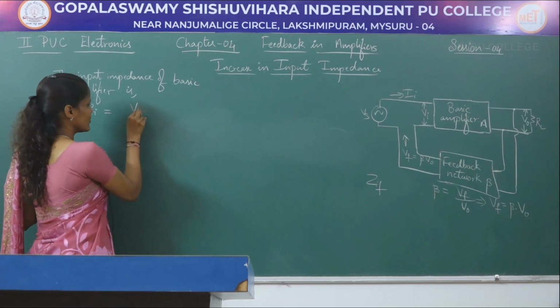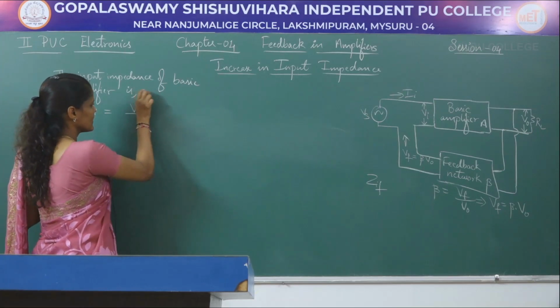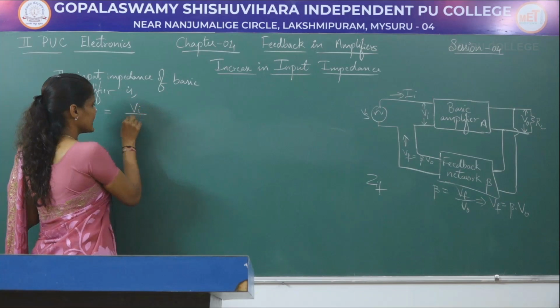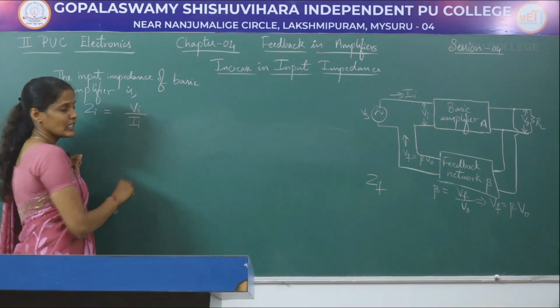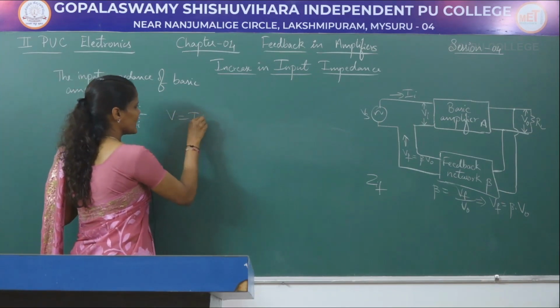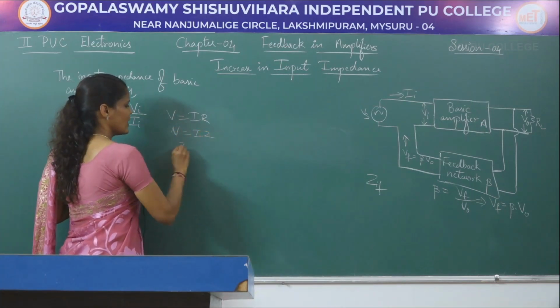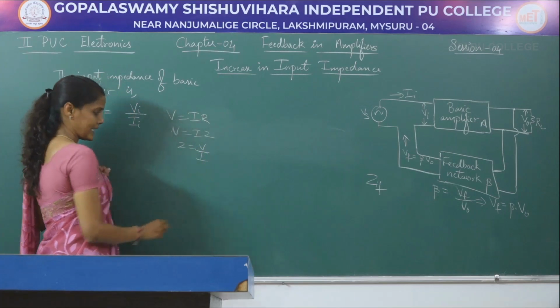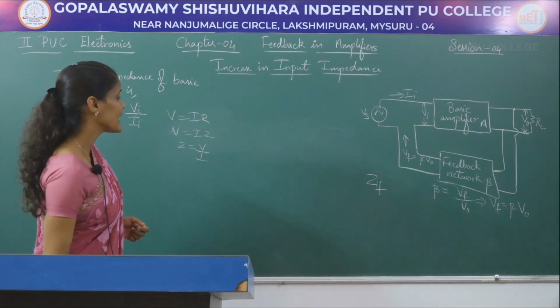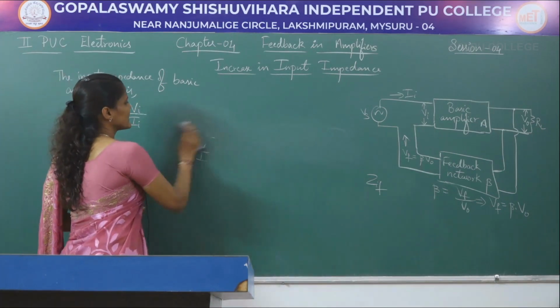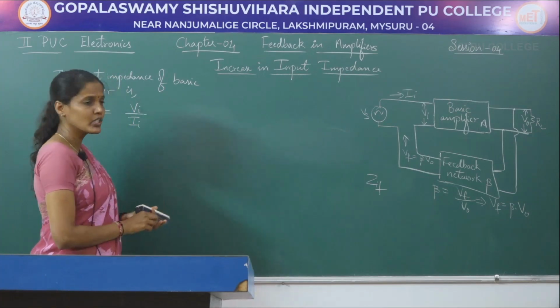So considering all these parameters, the input impedance of a basic amplifier circuit will be given as Zi is equal to Vi divided by Ii. We know that V is equal to I into R. Here we are talking in terms of impedance, so V is equal to I into Z, or Z is equal to V divided by I. Since we are talking about the input impedance, we have to consider the input voltage as well as the input current.